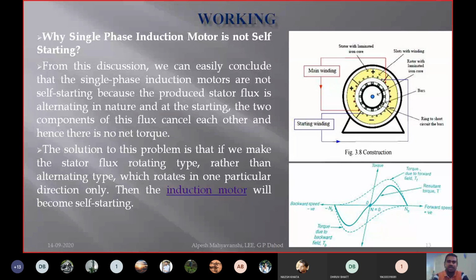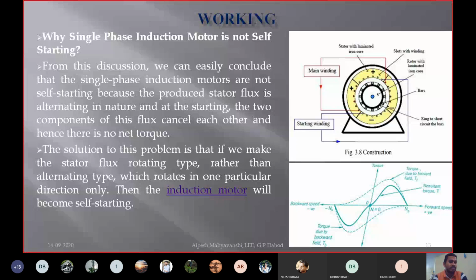The solution of this problem is we have to make the stator flux rotating type, like in the three-phase induction motor. In a three-phase induction motor, when three-phase supply is given to the stator winding, the rotating magnetic field is produced. But in a single phase induction motor, when single phase AC supply is given to the stator winding, the alternating flux is produced. It is not the rotating type.